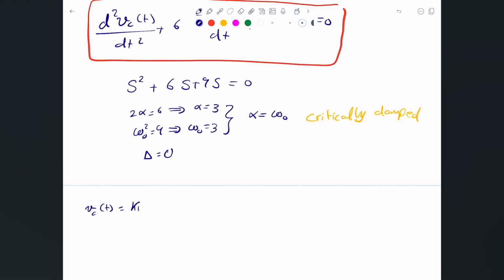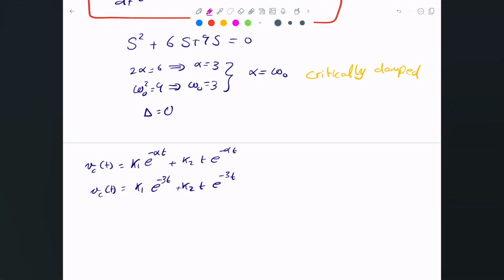The complementary solution is k1 e to the power of s of t. Actually, s in this particular case is negative alpha t, plus k2 t e to the negative alpha t. So let's substitute: k1 e to the negative 3t plus k2 t e to the negative 3t, and that's Vc of t. So that is the equation, but it's still missing a couple of things, which is these two constants.